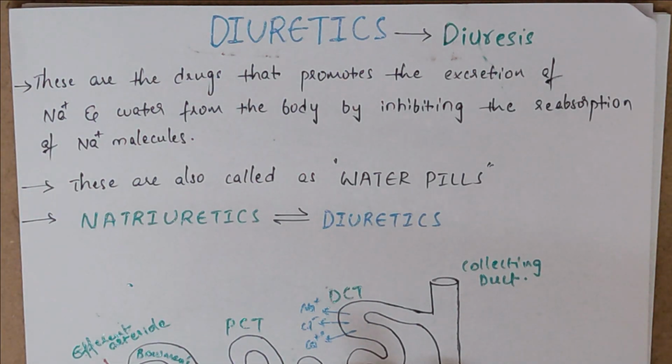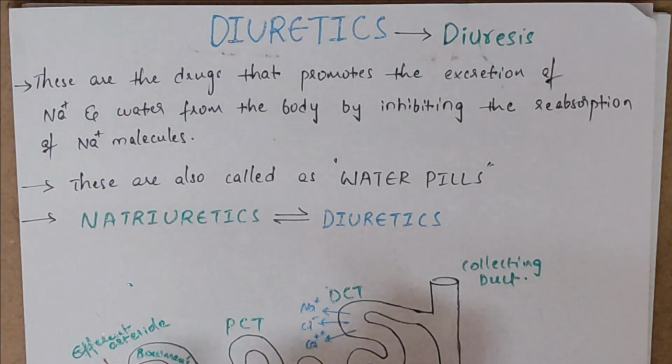To understand diuretics, first we have to understand the basic functions of the nephron and how the nephron reabsorbs electrolytes and water. Only then can we understand how the diuretics work. Let's get into detail. Diuretics.